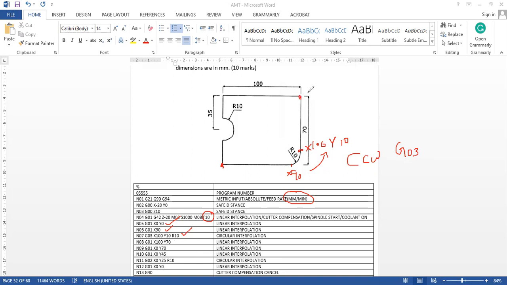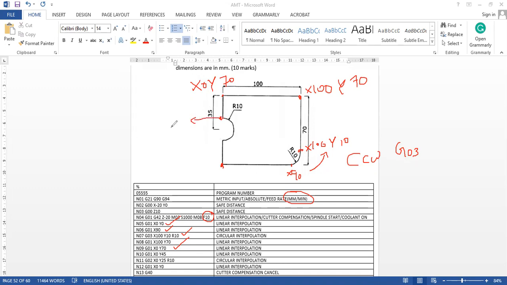This point is X100, and this is Y70. Then from this point to this point, this point is X0, and Y is 70. So this is the block N09. G01, X0, Y70. Then the tool movement is from this point to here.